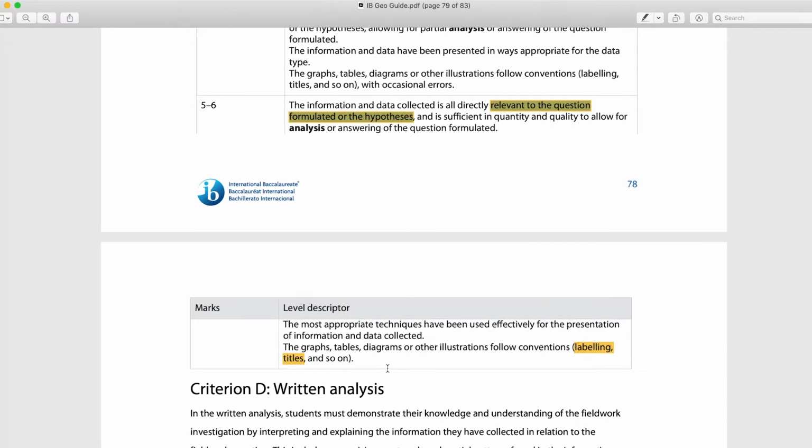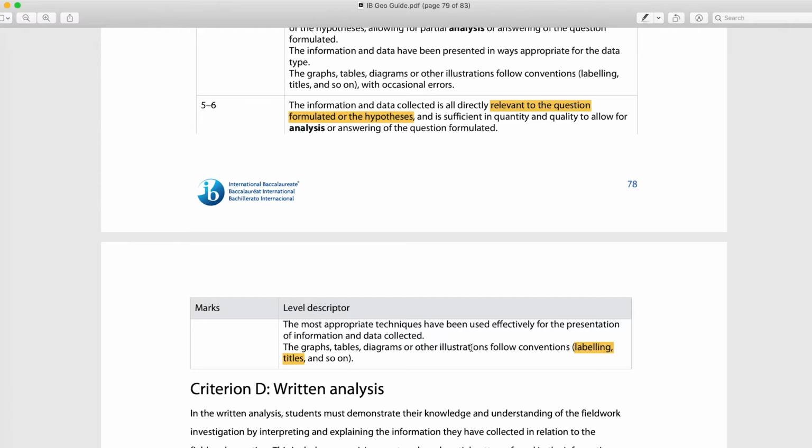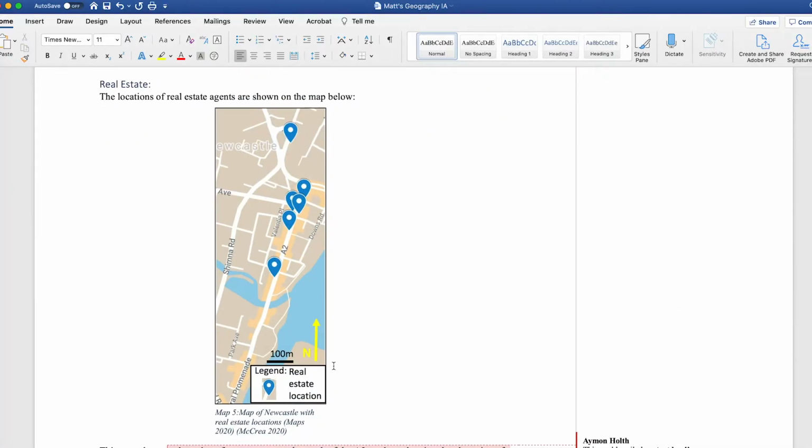And now what else is there? Yeah, so the graphs, tables, diagrams, or other illustrations follow conventions. And notice how these conventions are explicitly mentioned. Labeling and titles. So not only do you need to have a title, you also need to put labels on it. I actually don't see any titles on any of these maps. So Matt, definitely fix that up real quick for me. But yeah, you definitely need to put titles, even if it's just small. You can say map of northern region of Newcastle. That's a title. That's super easy. It's just small things like this.